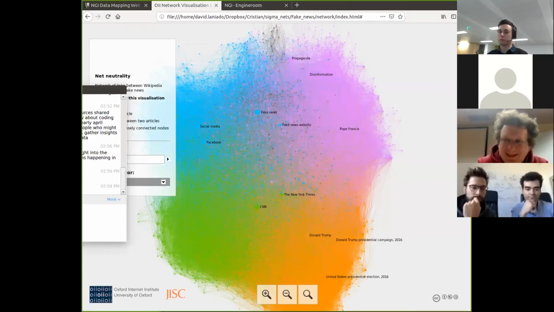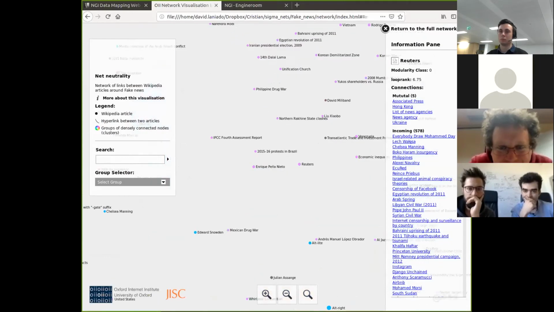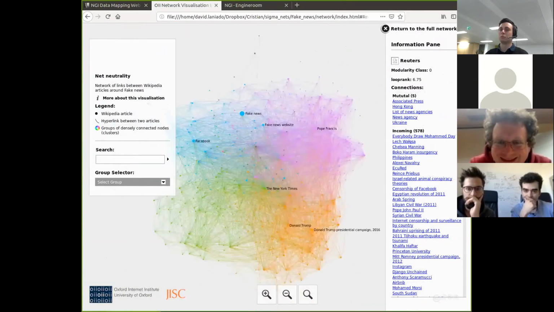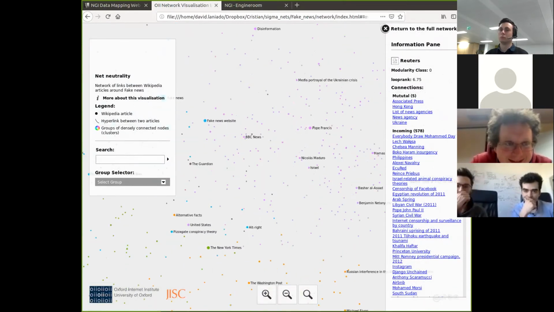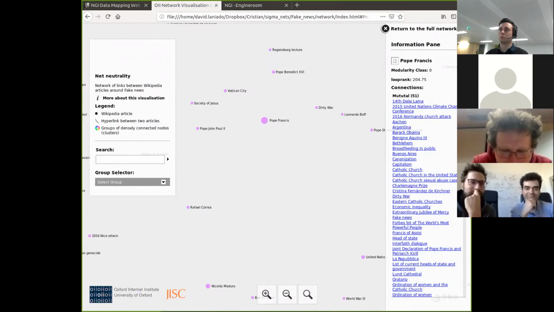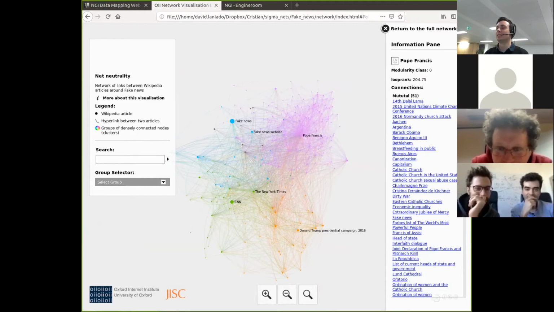Okay, so this is the interactive version of the network for fake news. Just to give you an idea, it's very dense. You can zoom in and then you see more concretely. For example, if you want to know why Pope Francis is there, you can pick it, and you will see only the connections involving Pope Francis. So you see that Pope Francis was involved in the whole issue of the Donald Trump presidential campaign. There were some fake news stating that he had officially supported Donald Trump.